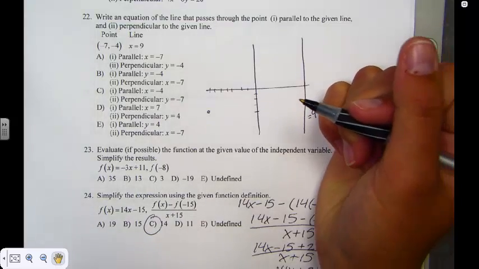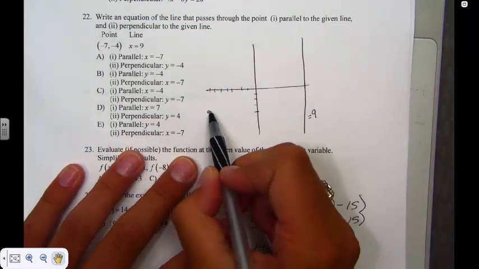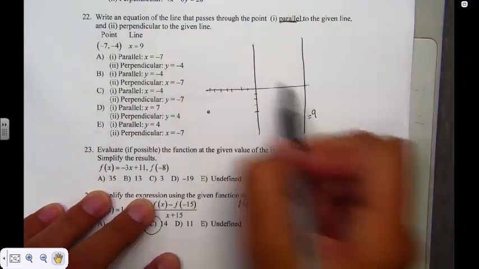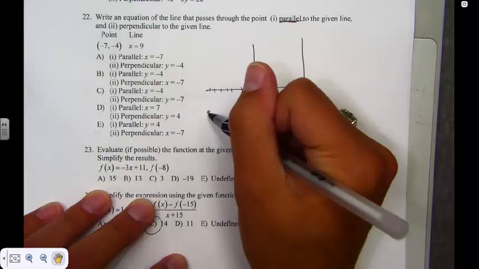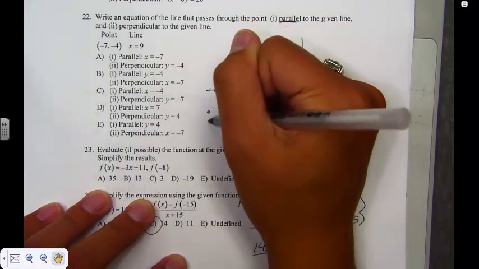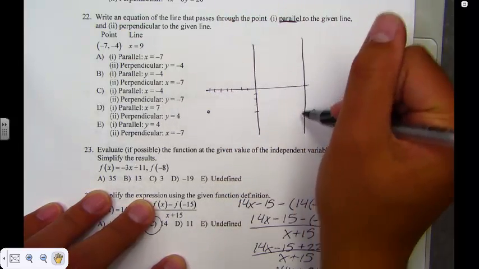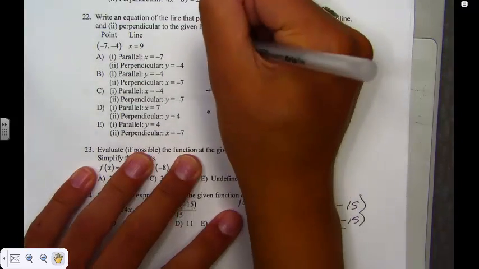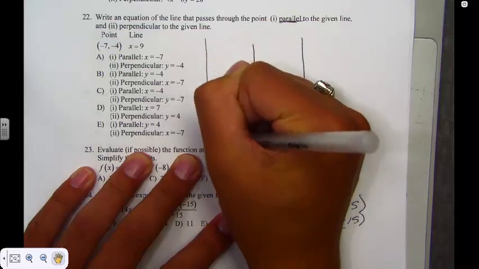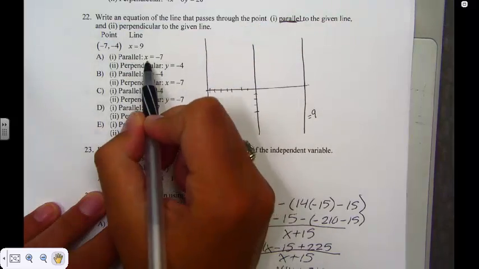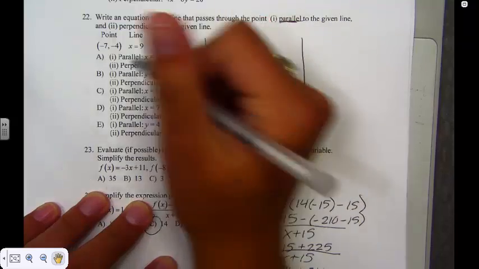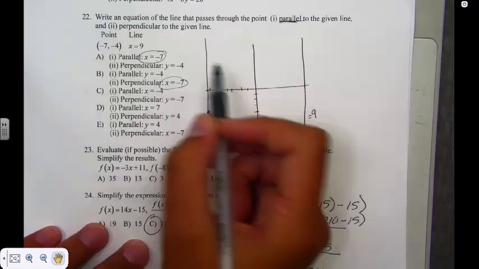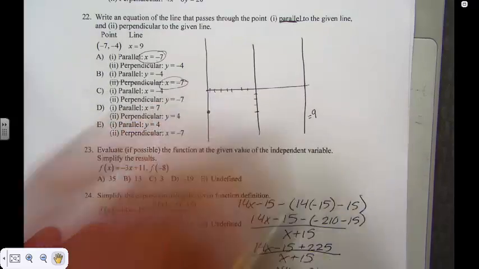We want our line to cross through this point and be parallel to this line and perpendicular to this line. So in order for this to be parallel and cross through this point, it has to be an x equals, so it's parallel to x equals 9. So this would be the line that we're looking for, and the equation for that would be x equals negative 7. So this one's correct. Oh, that's perpendicular. My bad. That one's not correct.